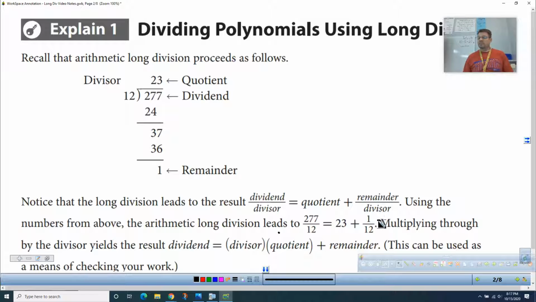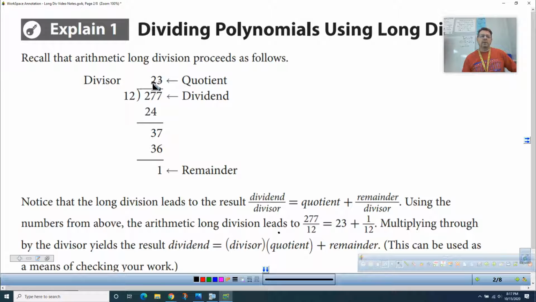The other way is what I said before. You take your divisor and your quotient, the 12 and the 23, multiply them, and then add the remainder, just the plain old 1, and that should get you back what you started with. This is just a review of the structure of long division and all the different parts. Now let's go back and do a little bit of review of the process.